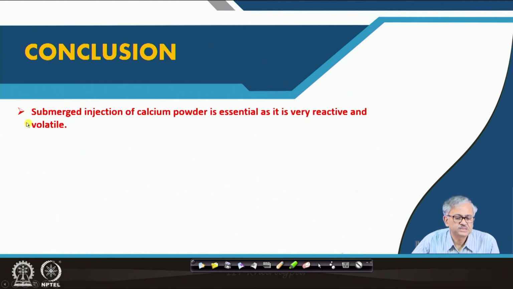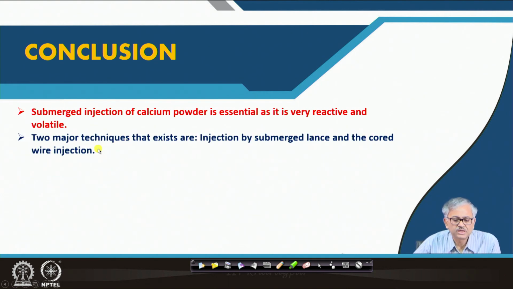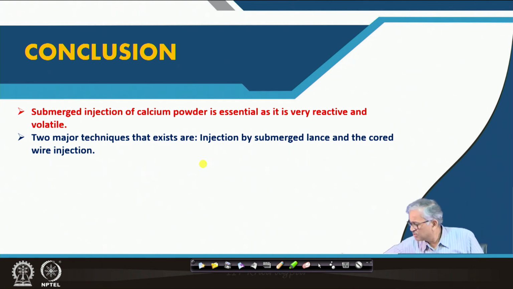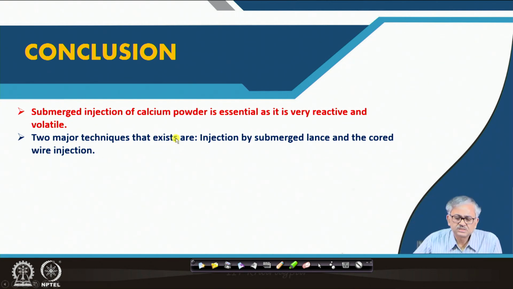So in conclusion, we can say that submerged injection is essential for calcium powder, which is very reactive and volatile. Two major techniques exist: one is injection by submerged lance, and the second is injection by cored wire injection.